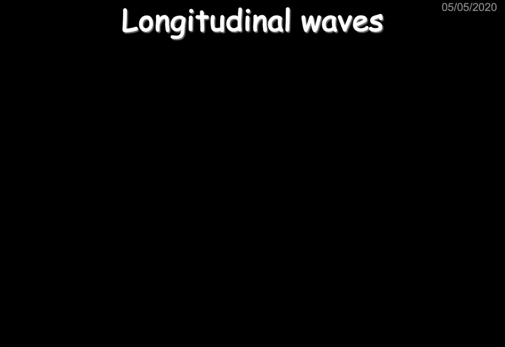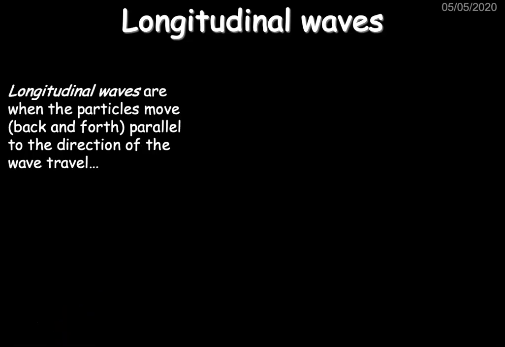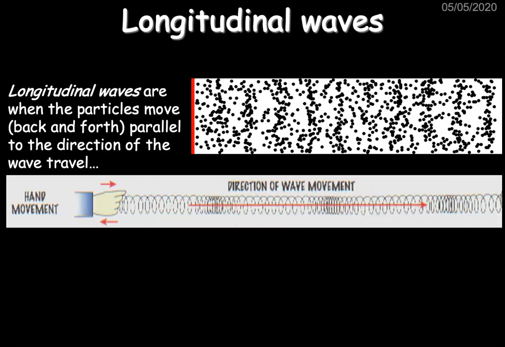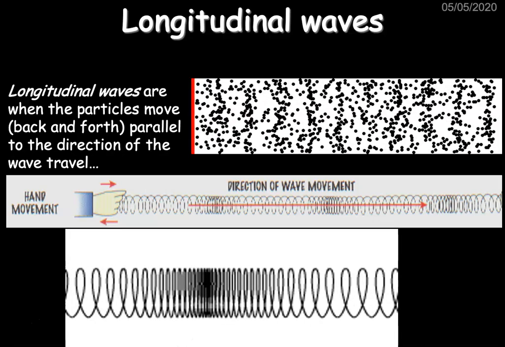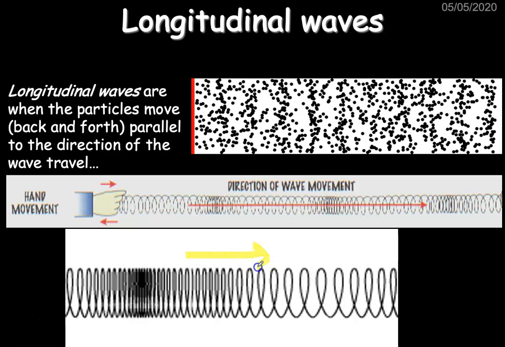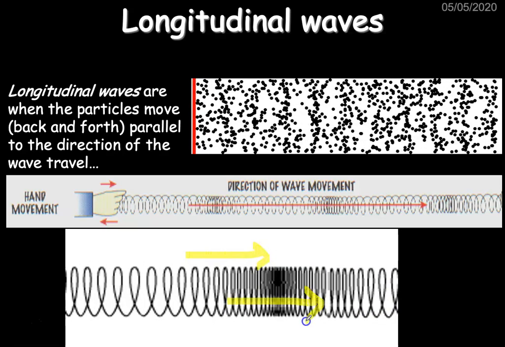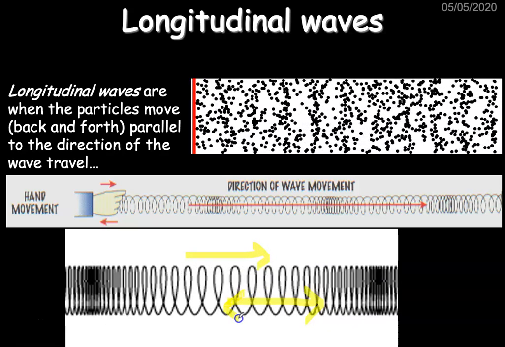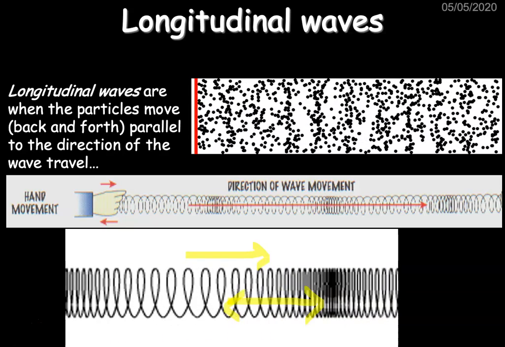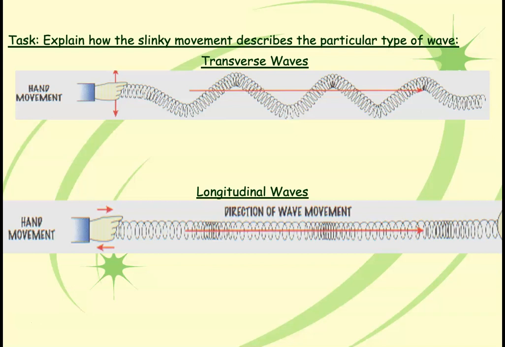Next one, longitudinal wave. Again, learn the definition. This is where particles move back and forth parallel to the direction of wave travel. And you can see it here in the bottom GIF that the wave is moving in this direction with the arrow and the particles are moving like this. If I put the arrow there, you can see the movement of particles.